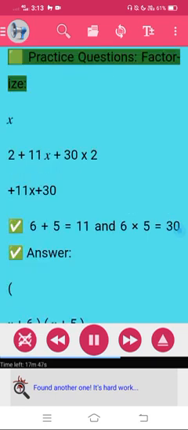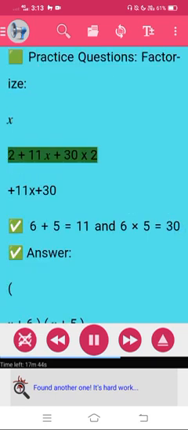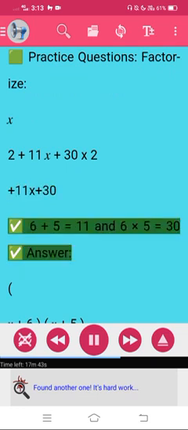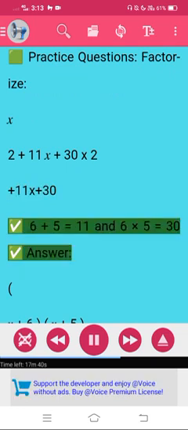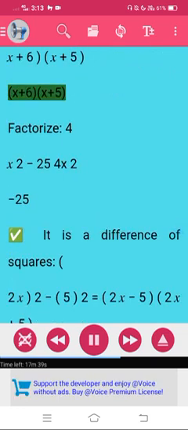Practice questions. Factorize x² + 11x + 30. 6 + 5 = 11 and 6 × 5 = 30. Answer: (x + 6)(x + 5).